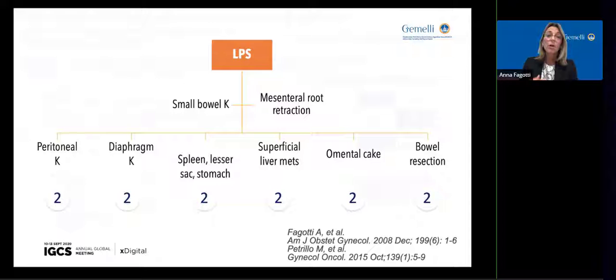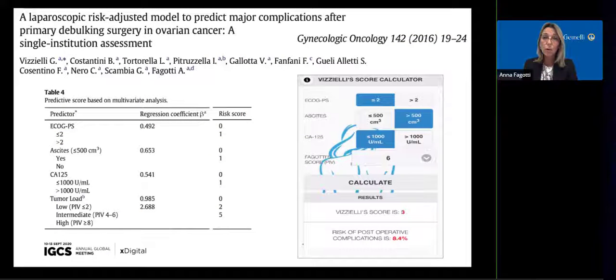And we use laparoscopy also to assess the risk of perioperative complications using a very simple score, including some simple variables such as ECOG performance status, ascites, CA125, and tumor load. As you can see here, each variable has a different score, and the score is made based on the odds ratio with respect to the risk of having postoperative complications. So here, at least in our institution, if the score is higher than 10 and the risk of perioperative complication is higher than 30%, including major perioperative complications, of course, we prefer to use neoadjuvant chemotherapy.